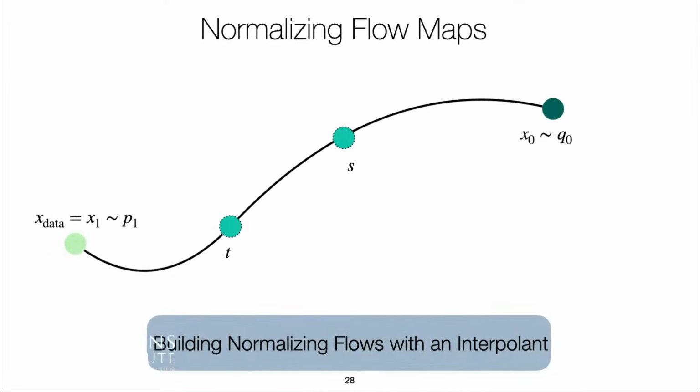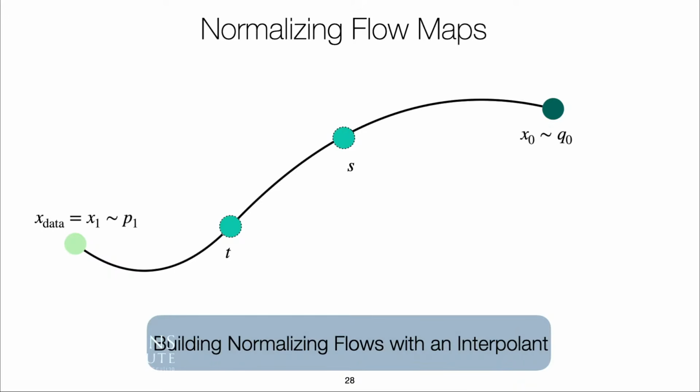Okay, so now I want to talk about building what I call normalizing flow maps. The idea is, what if you can equip a normalizing flow with an interpolant? It's quite simple. Imagine we have the same type of interpolant that you have in a diffusion model, so this path that goes from x data to x0, which is pure Gaussian noise.